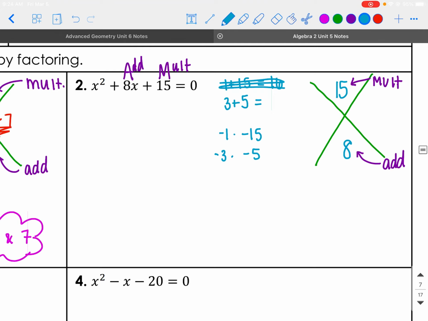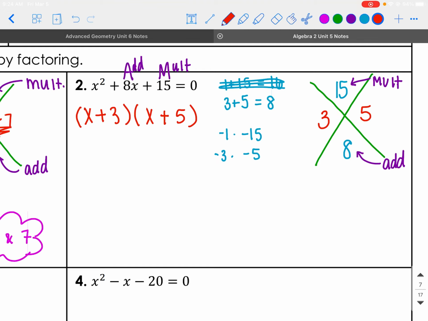Next, 3 plus 5 is 8. That's our number, so we can stop. 3 and 5. 3 times 5 gives us 15. 3 plus 5 gives us 8. So let's turn those into factors. X plus 3, x plus 5.